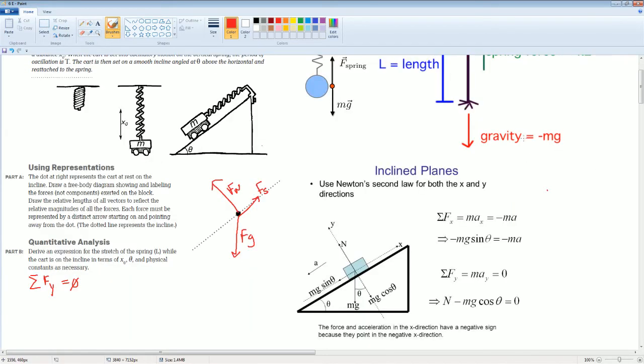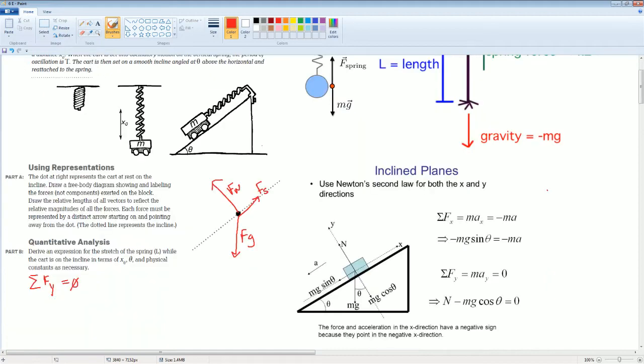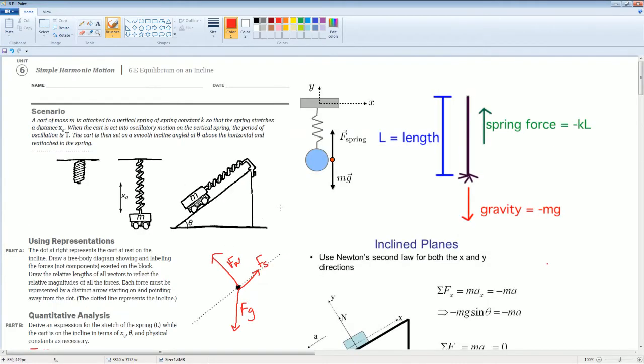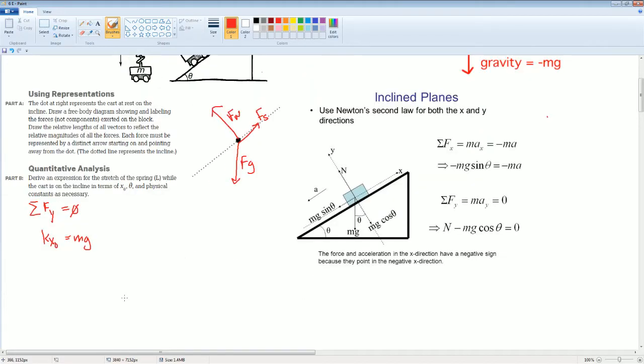Or you could set both of them to negative or both of them to positive. So you can write here kx naught is equal to mg. So the spring force is equal to the force of gravity. The negatives cancel out. Good. So if you want to solve for this, you can get k is equal to mg over x naught. You should have seen these in your previous problem.